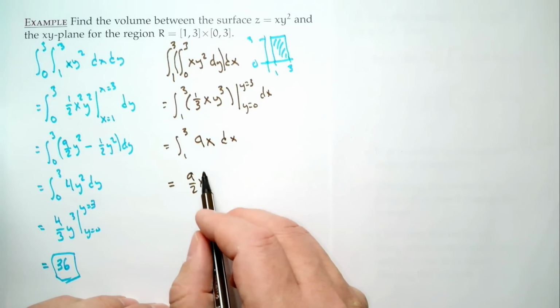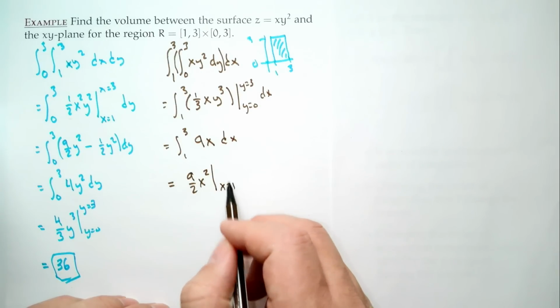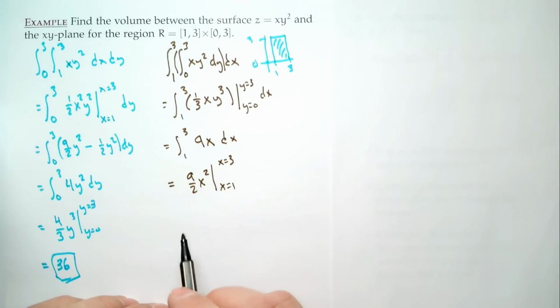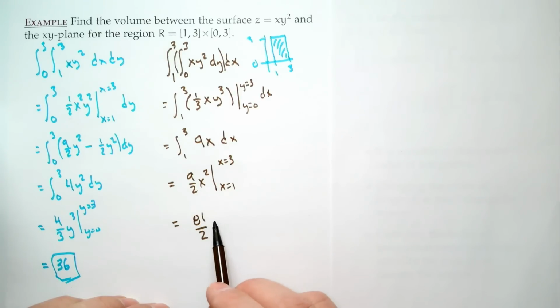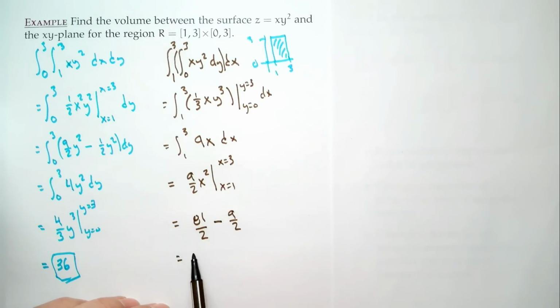9/2 x squared. Then evaluate x equals 1 to x equals 3. Well, we plug in 3, we're going to get 3 squared is 9, so we're going to get 81 over 2. Then we're going to subtract, plug in 1, 9 over 2. Now 81 over 2, subtract 9 over 2, that's 72 over 2, also known as 36. Oh! We got the same answer. Is that surprising?